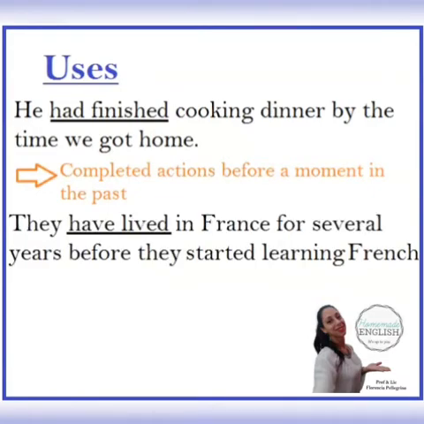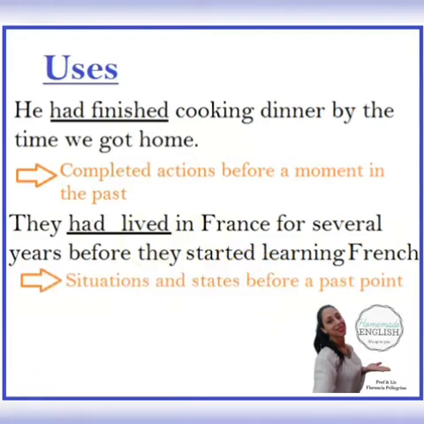Let's analyze another example now. They had lived in France for several years before they started learning French. So you can describe a state or situation that took place before a past point. So you can also build sentences using state verbs such as live.